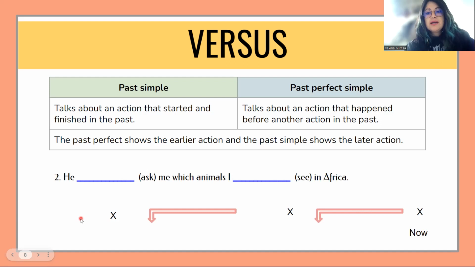Something very, very similar is going to happen now. We have the following sentence. He asked me which animals I see in Africa. So here we are. Now I'm telling you this. We need to find out what happened in the past and what happened before that action in the past. So what happened before? He asked me or I saw something in Africa. You need to find out. Take your time to think and answer the question.